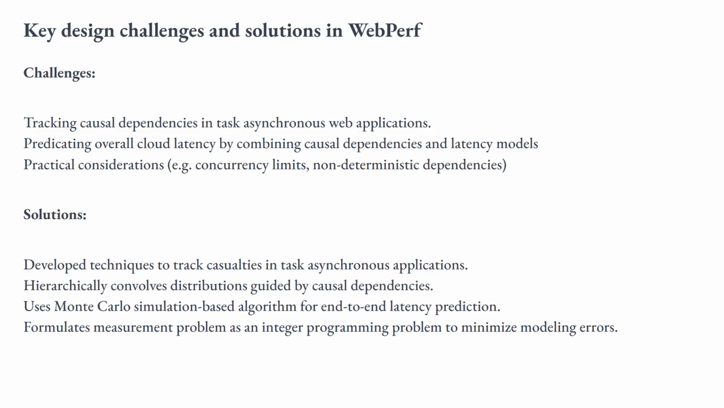The second challenge in implementing the idea for cloud-based web applications is predicting the overall cloud latency by combining causal dependencies with cloud API latency models. This is difficult due to the complexity of dependencies between compute and input output calls, as well as due to the fact that cloud API latency models are represented best as distributions instead of fixed values.